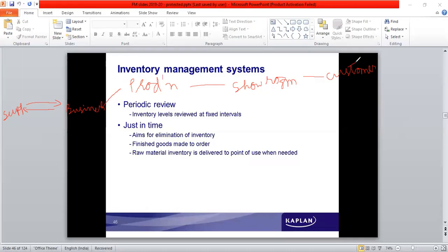So the JIT system works in a reverse fashion. First, the business waits until an order is placed by the customer. So they wait for the customer to place an order. The customer places an order with the business. On receiving the order, production is taken up.